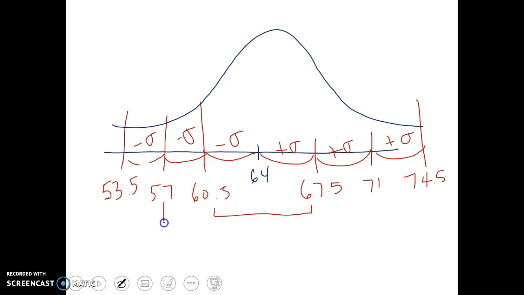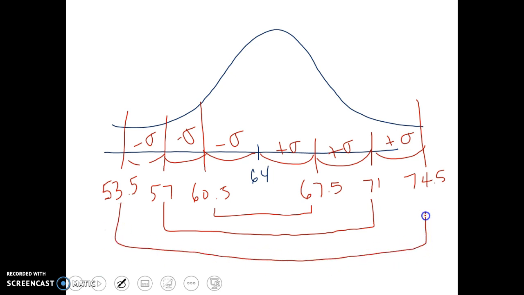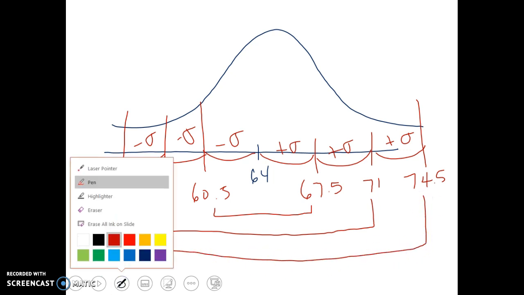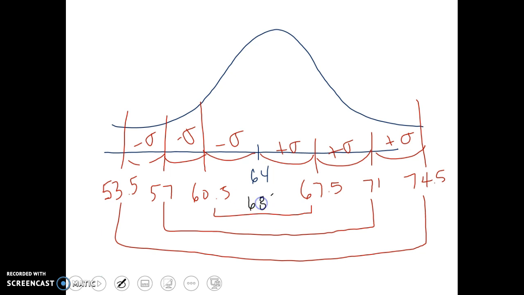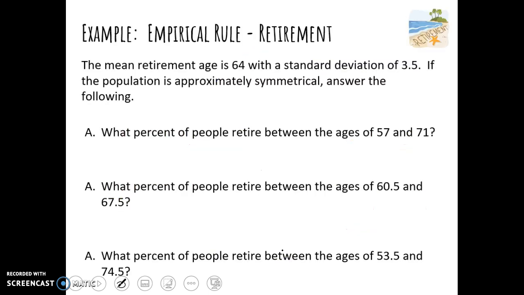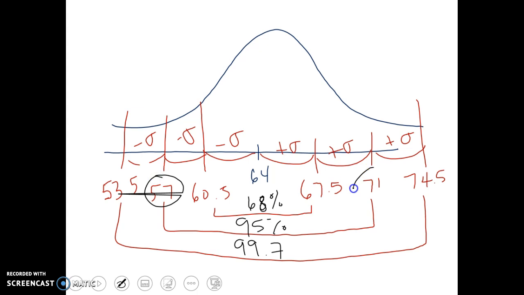So there's the boundaries. Here's 1 standard deviation, here's 2, here's 3. So if you want to go ahead and label those, this is 68% for 1, 68. This is 95. Oops, what happened to my 9? And then this is 99.7. Okay, so what percent of people retire between the ages of 57 and 71? So 57, 71, that's 2 standard deviations below, 2 above, that's your 95% right there.